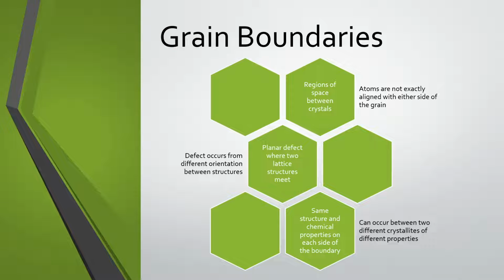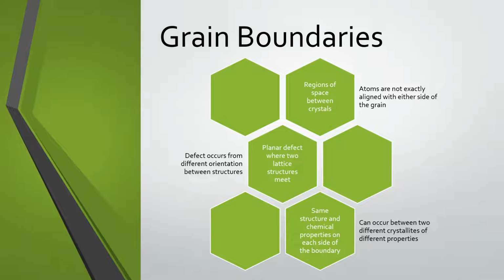So lastly, we'll talk about an area defect, being grain boundaries. A grain boundary is a region, a space between crystals, that occurs when atoms are not exactly aligned on either side of a grain. And a grain boundary is a plane where two lattice structures meet. That defect occurs when those two lattice structures meet and the orientation differs because, again, those atoms are not exactly aligned on either side of the grain.